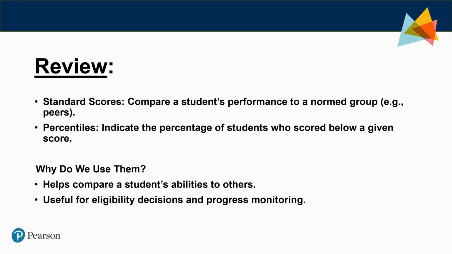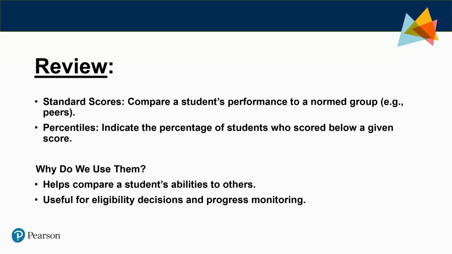And a score above 100 indicates stronger performance, while a score below 100 suggests lower performance compared to the normed group. Percentiles tell us how a student's performance ranks relative to others. So instead of giving us an absolute score, they show what percentage of students scored lower than the given student. So for example, if a student is in the 60th percentile, then that would mean that they scored higher than 60% of their peers, but 40% of students still scored higher than them.